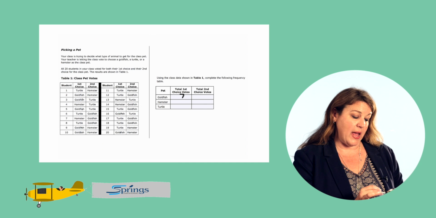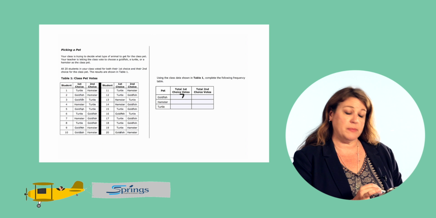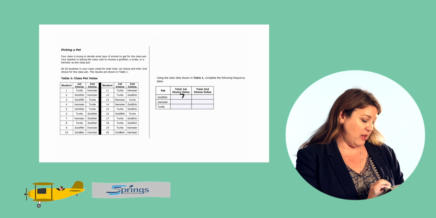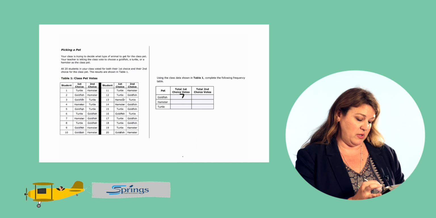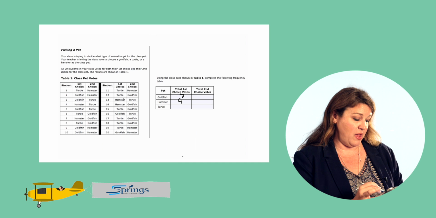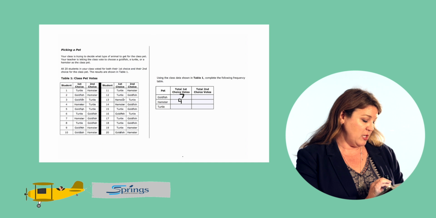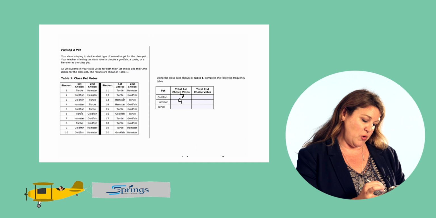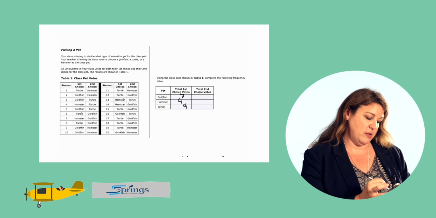And so now let's count how many total first choice votes for the hamster. So we're back to that first choice column, and we have 1, 2, 3, 4, 4 first choice votes for the hamster. And now first choice votes for the turtle. Same column. So we have 1, 2, 3, 4, 5, 6, 7, 8, 9. 9 first choice votes for the turtle.